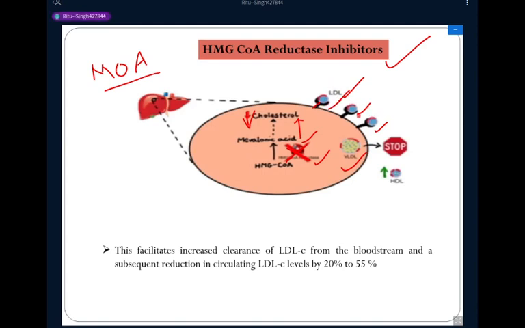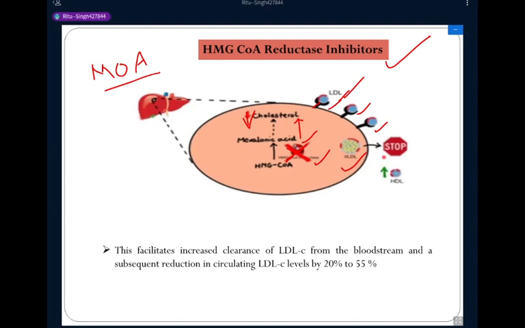This receptor leads to secretion of very low density lipoprotein. So this very low density lipoprotein also contributes to lowering the level of triglyceride. This also helps in lowering the level of triglyceride.